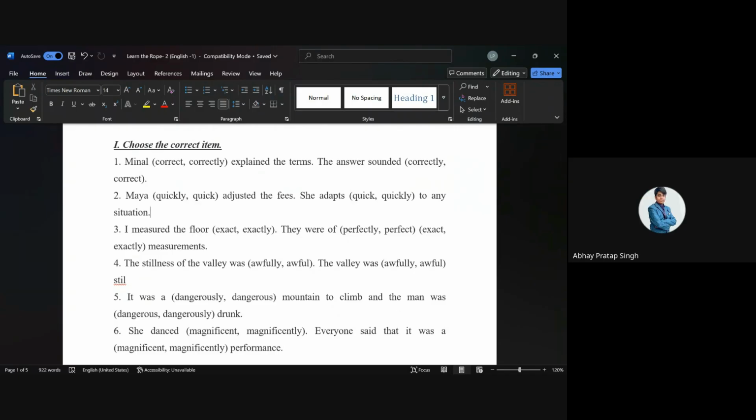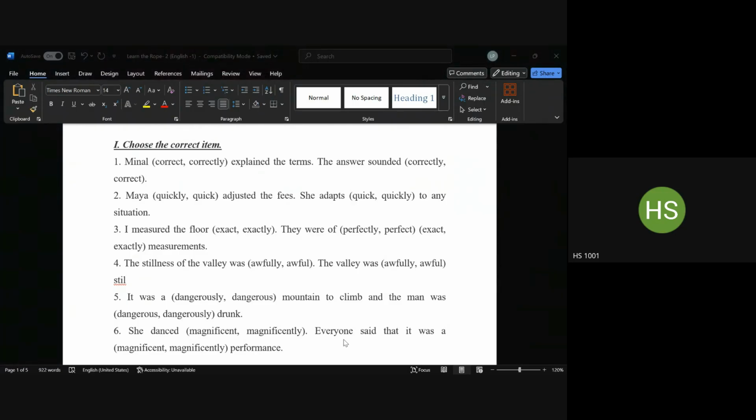Correctly. Meenal correctly explained the terms. And why do you do that, if I may ask? Why choose correct?